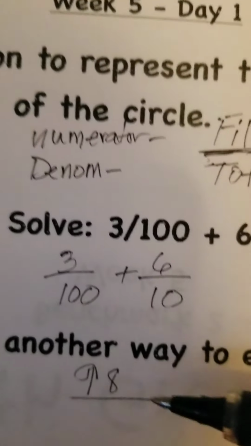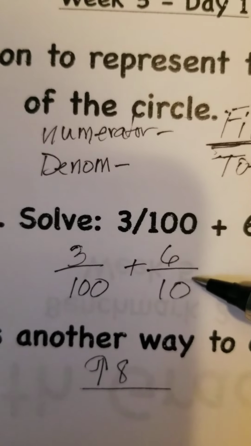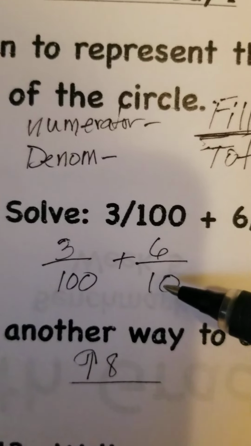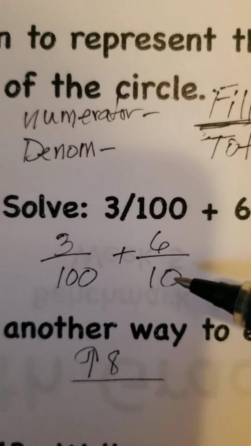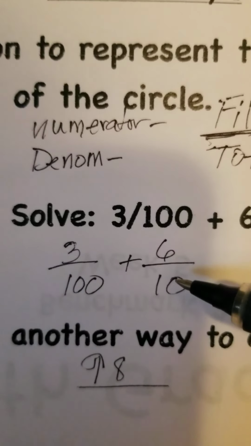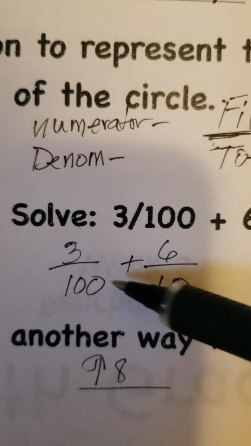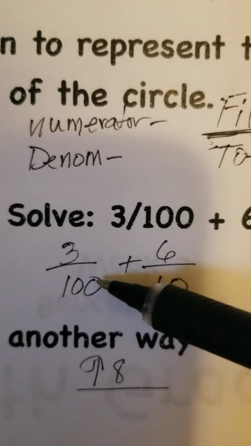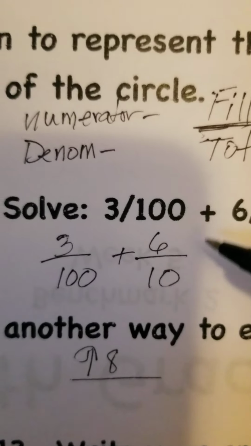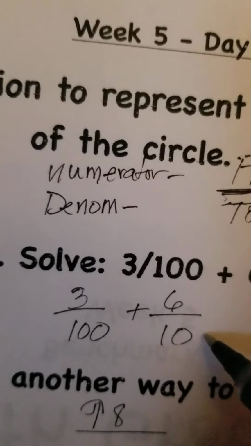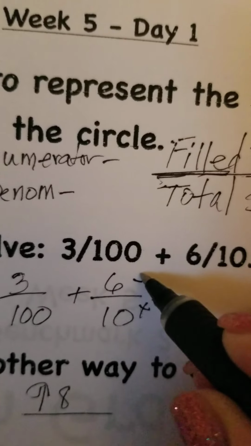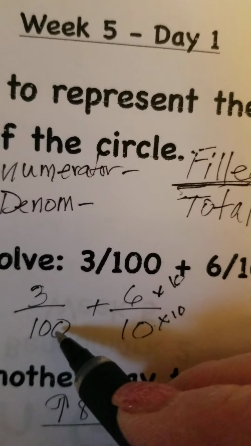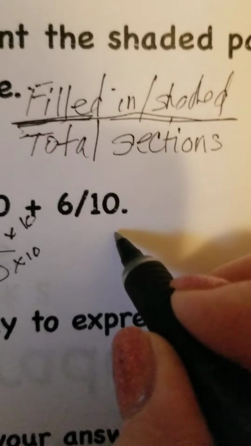Remember, with fractions, you cannot add this when you have different denominators. So you need to find the least common multiple that would go into this. Well, this one is easy when you're doing hundreds and tens, because the least common multiple is going to be 100. 10 times 10, what you do to the bottom, you do to the top. 10 times 10 would equal 100. So you would rewrite this like this.